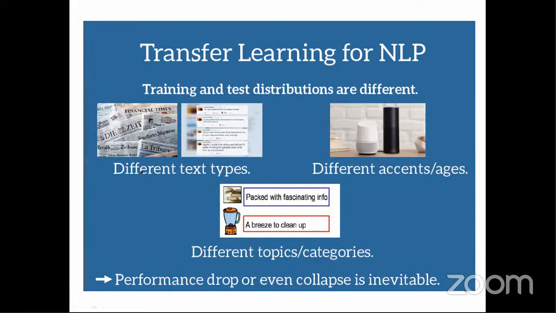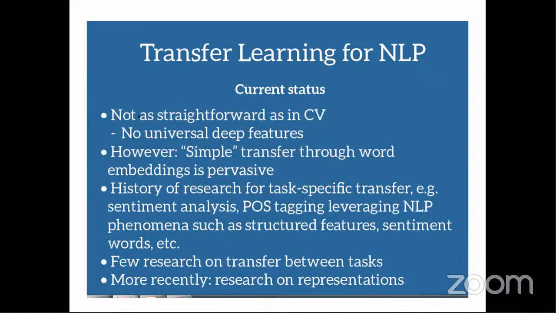For the training distribution, different text type means you can take newspaper text. As you know, newspaper content will be different from social media content. There are different accents and ages. For example, building a system with Alexa, the different accents, different ages. Different topics and categories. The first says about one topic, the second talks about different topics. How can I make use of or share the knowledge between them? It comes under transfer learning.